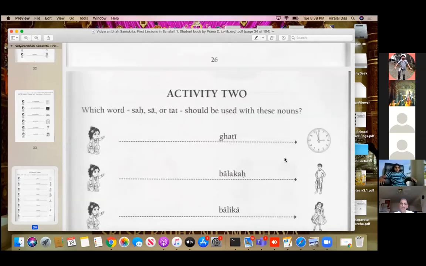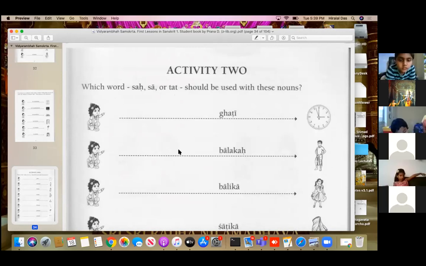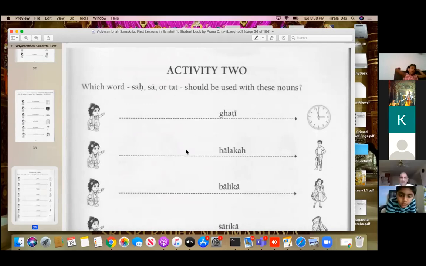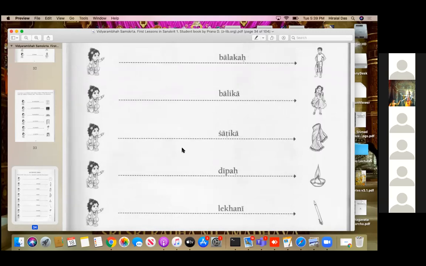Now we're going to do an exercise. Now look at this. Look at where my arrow is. You have to choose from these words. Sa gati. Saha balakaha. Balika. So you only have to say where my arrow is. Balika. Sa. Saha deepaha.